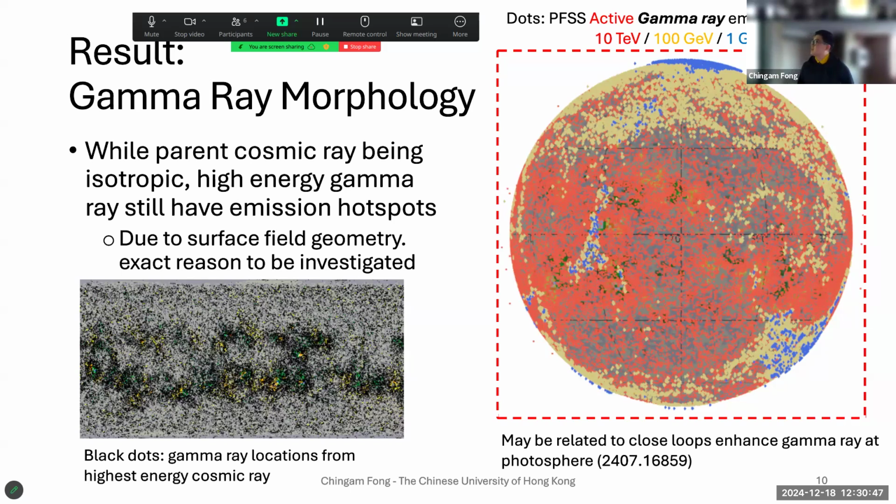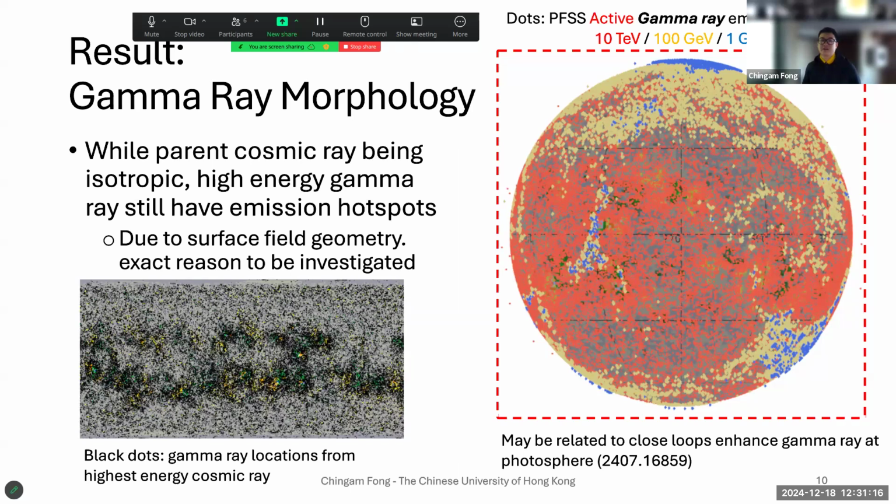And we can see here that I'm showing the gamma ray emission locations in 2D and in 3D. Even though the cosmic rays hit the entire surface isotropically, we can still see hotspots and high concentration areas at the sun's surface. That is to be explained. We know that the corona field is not doing anything at this point, so it must be the surface field that's being important. So that's something we need to study further, and we currently cannot say.